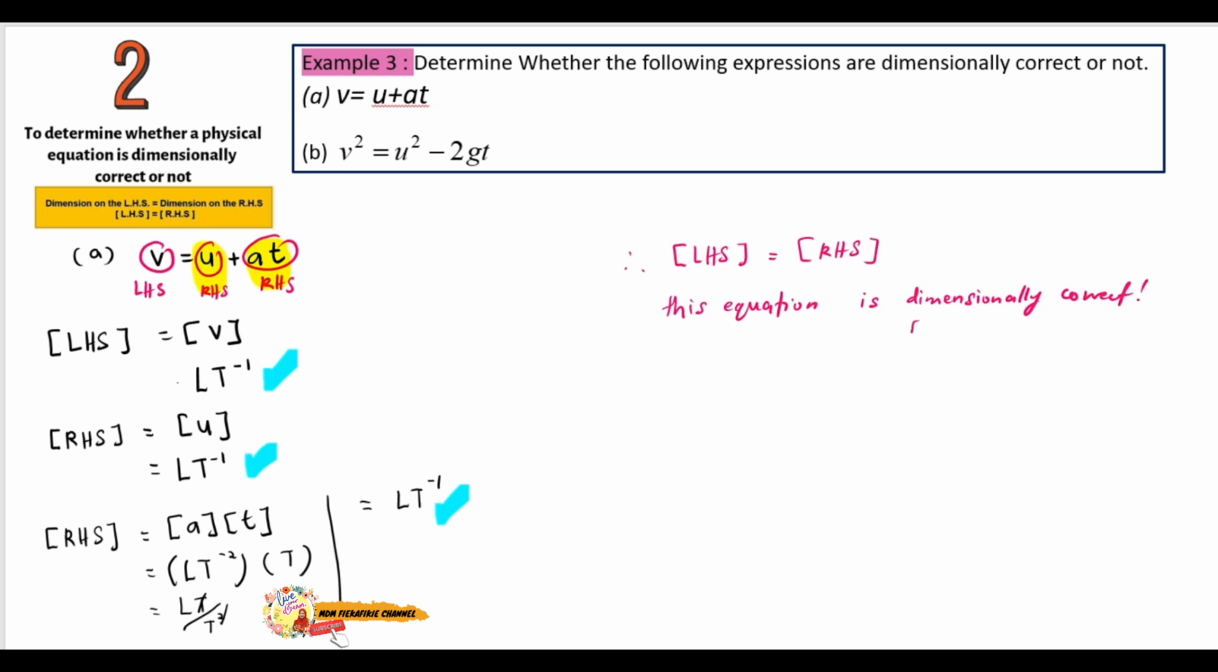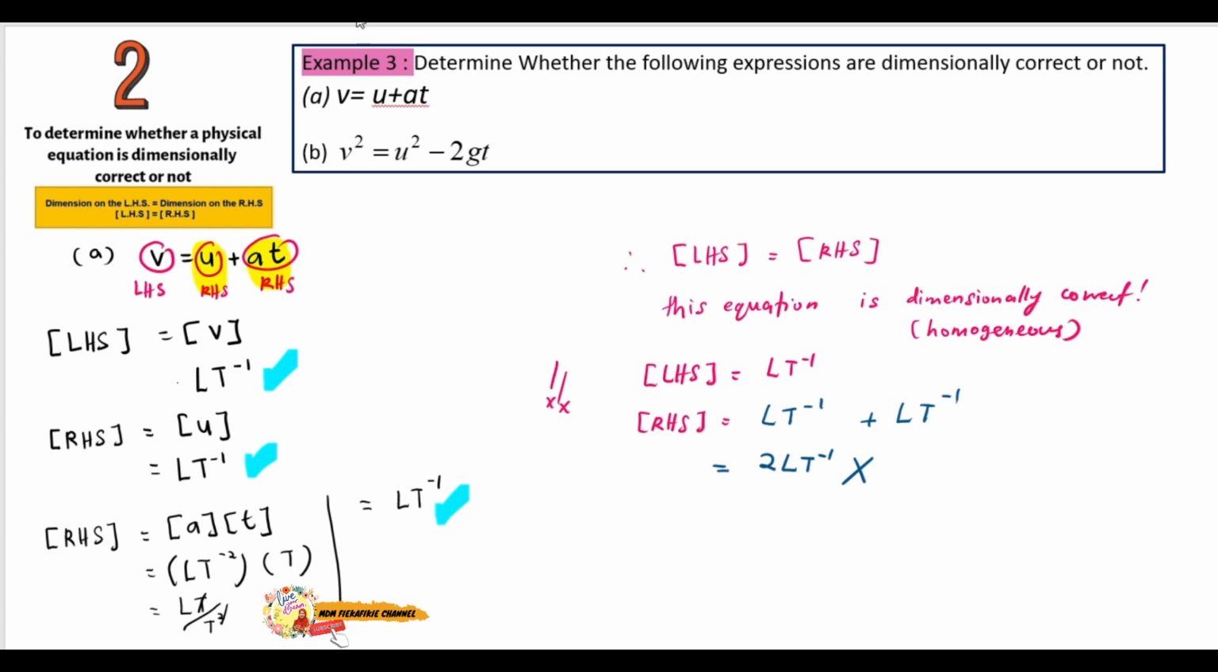Okay, or we can write as homogeneous. And I want to remind you that when you write the left hand side, the dimension of the left hand side just now, we find LT negative 1, right? And for the right hand side, look here, because it is a plus, U plus AT. You cannot write that the dimension of U that we found just now is LT negative 1 plus the dimension of AT, which we also found is LT negative 1, and then write that the dimension of the right hand side is equal to 2LT negative 1.